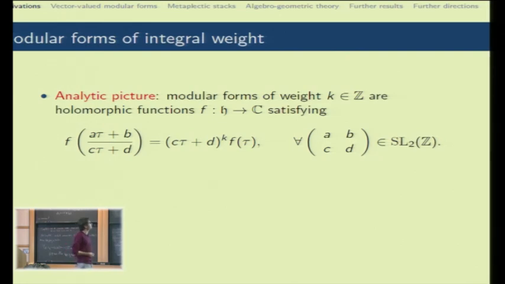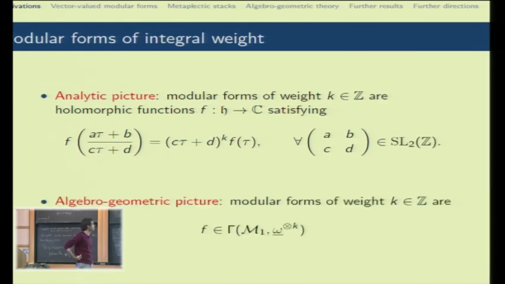And for these types of modular forms of integral weight, we do have a beautiful algebraic geometric theory, which is that we view them as sections of the Hodge bundle, or tensor powers of the Hodge bundle, over the moduli stack of elliptic curves, which I denote by M1.